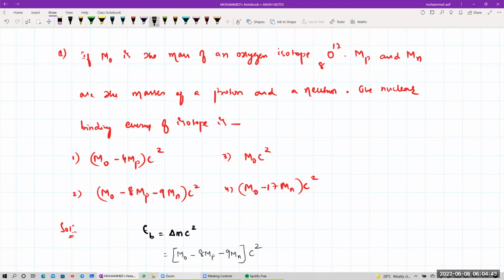See, the basic question asked is the binding energy in joules. So which option will be your answer? The second option will be the answer. Any doubt in this one? No, sir.